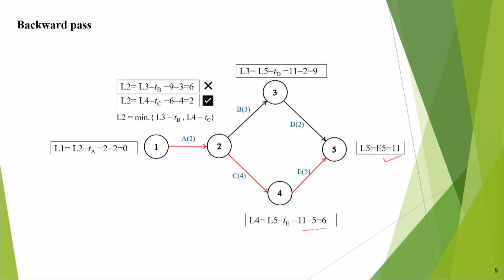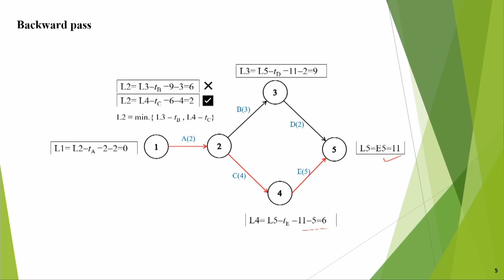So, this is 6. That is why L2 will be 2. So, out of this it will be 2, and 2 minus 2. Now, L1 is L2 minus TA. So, 2 minus 2 is equal to 0. So, that is why this becomes this one. So, this is the backward pass.